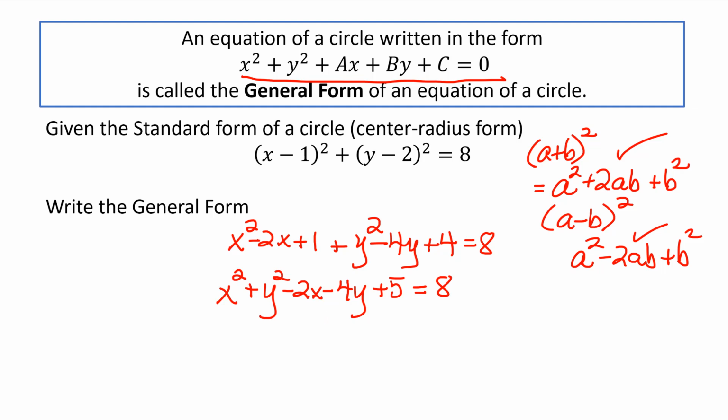But I want to get everything on one side because I want to have 0 on the right side. So I'm going to write the whole thing: x squared plus y squared minus 2x minus 4y minus 3 equals 0. So that's the general form of that equation of a circle.